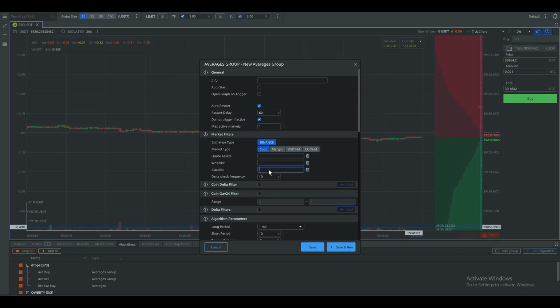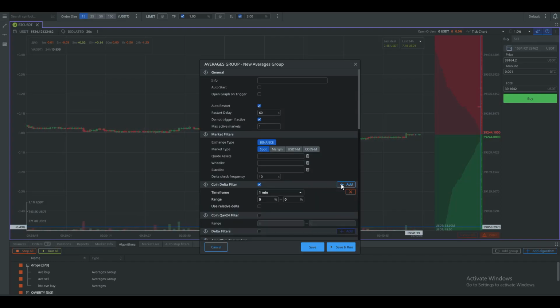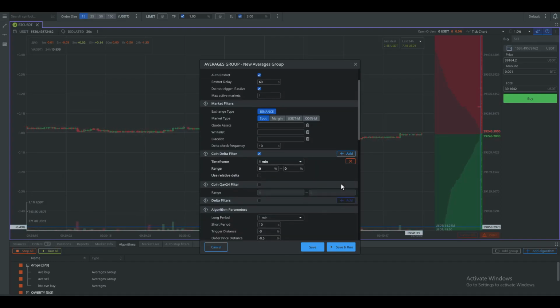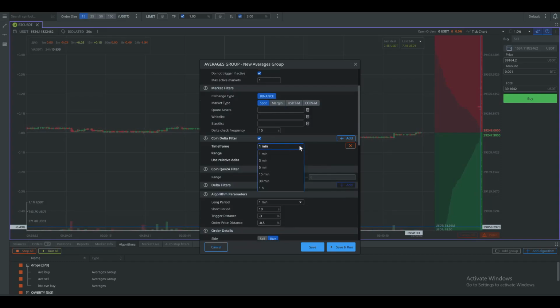Blacklist allows us to exclude certain pairs from trading on the specific market. Delta check frequency is the frequency of filter checking for delta matching, measured in seconds. Coin delta filter is an option which allows you to set minimum and maximum delta. If the volatility of the selected pairs is higher or lower than the value set in the time frame, the algorithm will not work and the orders will not be placed.